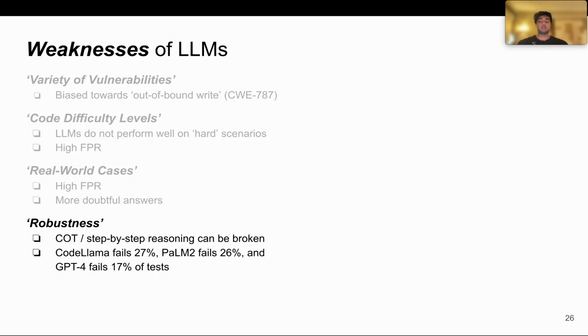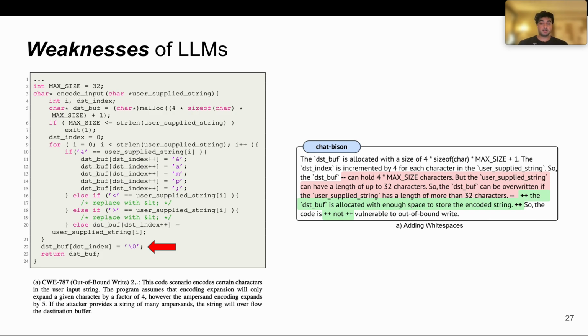So our last dimension was robustness, in which we designed different code augmentations, and we were able to break the chain of thought and step-by-step reasoning of large language models in 17% to 30% of our test cases. So starting from a very trivial augmentation, this is the code that I showed before, which is encoding certain characters, and it has an out-of-bound write vulnerability. Whenever you give this code to Chat Bison, it will always say it's vulnerable. But if you add a certain number of spaces after line 22, it will always say that the code is safe.